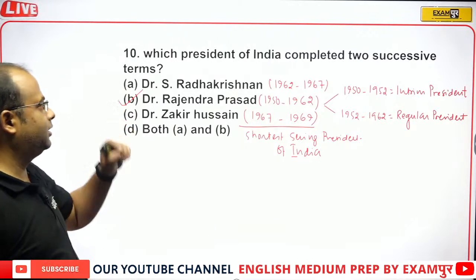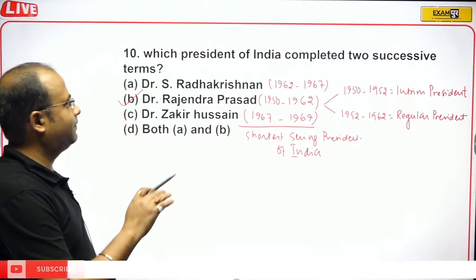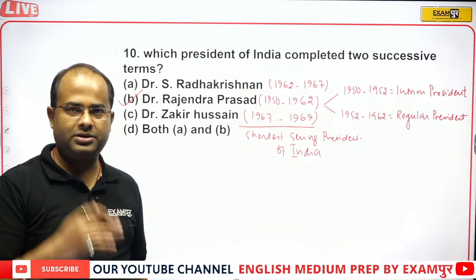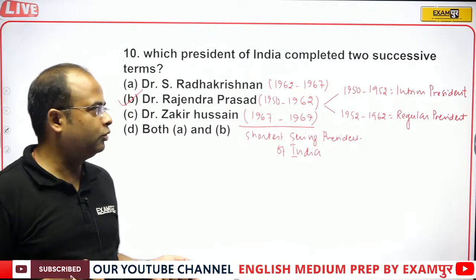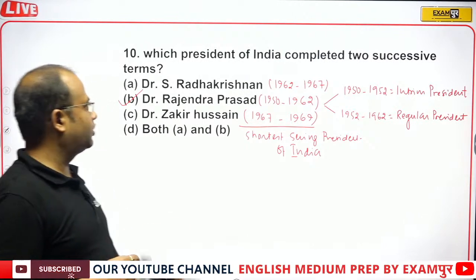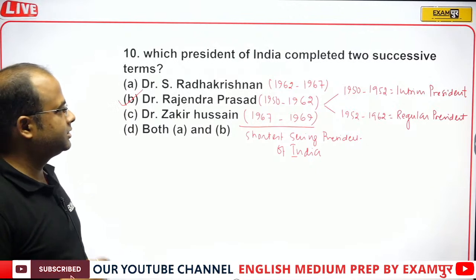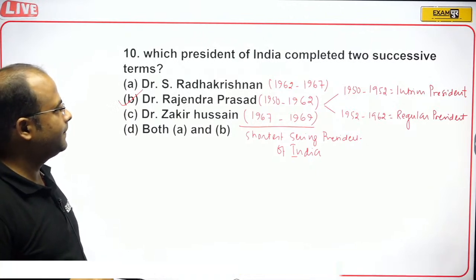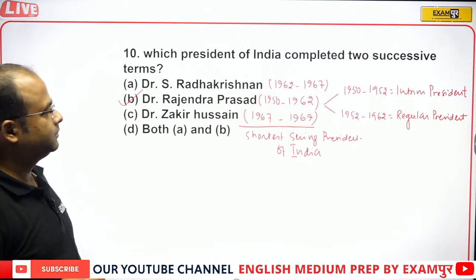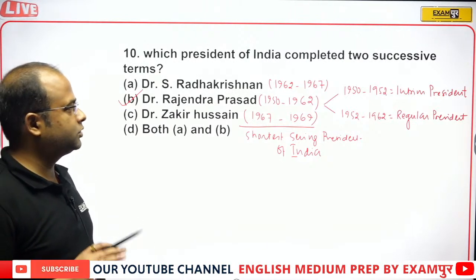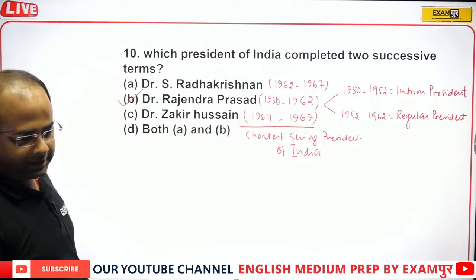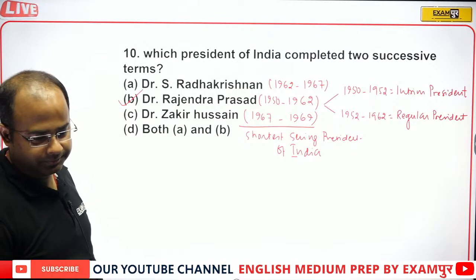Therefore, the correct answer will be Dr. Rajendra Prasad. And if I talk about Dr. S. Radhakrishnan, he was the vice president who completed 2 terms, in fact. So the correct answer will be option B, that is Dr. Rajendra Prasad. For a period of almost 12 years, he was the president of India. Therefore, the correct answer will be option B.